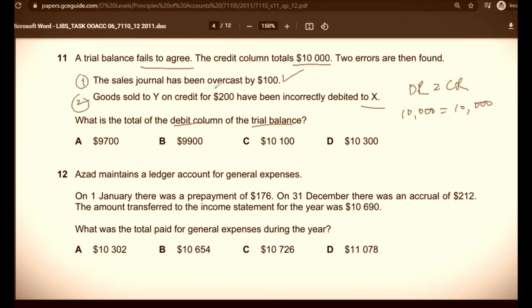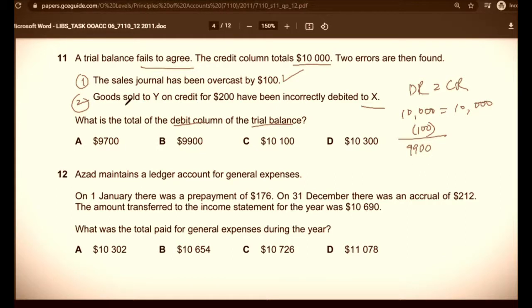So the sales journal has been overcast by $100, which means that I have to reduce my accounts receivable by $100. Accounts receivable are of a debit balance nature. So accounts receivable would have a debit balance. The particular error tells me that my accounts receivable are overstated by $100. So I would reduce that by $100 in here. So this comes to 9,900.